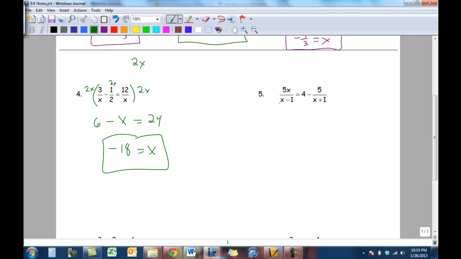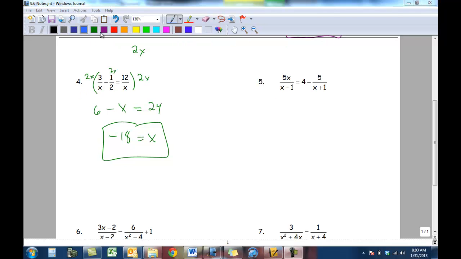All right, number 5. There's actually a typo, y'all. First of all, number 5's got a typo. I want this to be x plus 1. Little typo there. So, in order to solve this, the fraction's freaking me out.